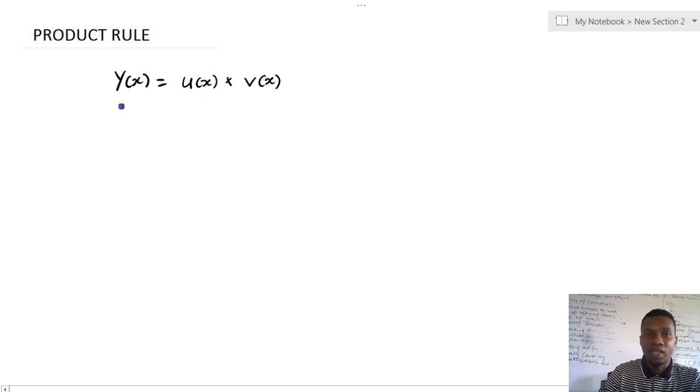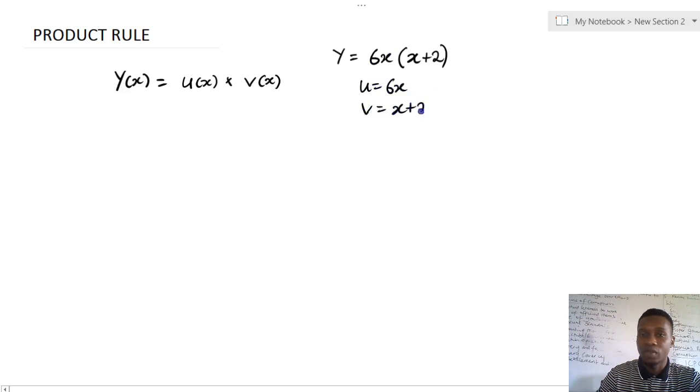So what do I mean by that? I can give an example where y is equal to 6x multiplying (x plus 2). When we say u and v, it means that the functions are different. If u is 6x, then our v will be x plus 2. So these are two functions where u is equal to 6x and v is equal to x plus 2.